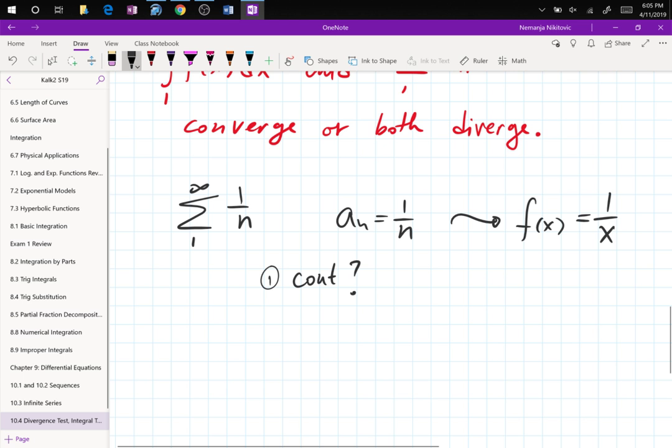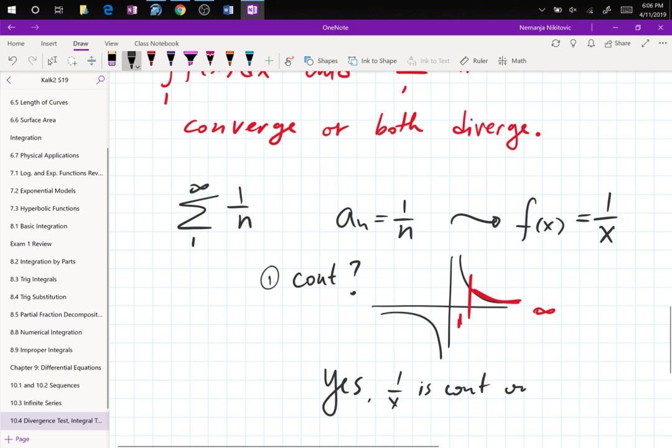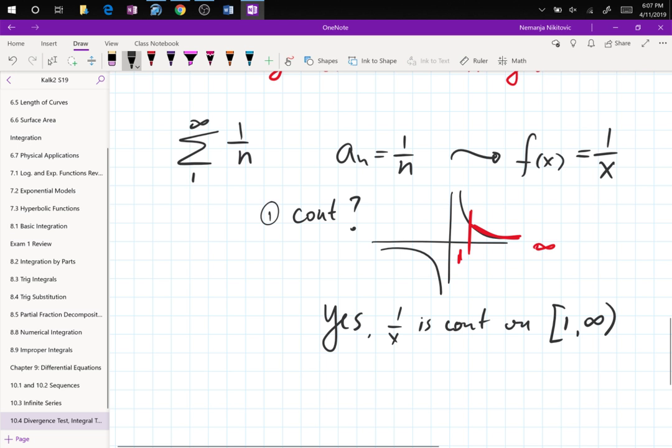So look, you have a graph for 1 over x, and it clearly has a vertical asymptote at 0. But please pay attention here. The domain starts at 1. When I do the integral later on, it's going to be 1 to infinity. So I don't care about the state of the function prior to 1. The only thing I care about is 1 to positive infinity. And that is perfectly continuous. So is 1 over x continuous? Yes. 1 over x is continuous on 1 to infinity. So we have to worry about these smaller domains. The next question is, is it positive?